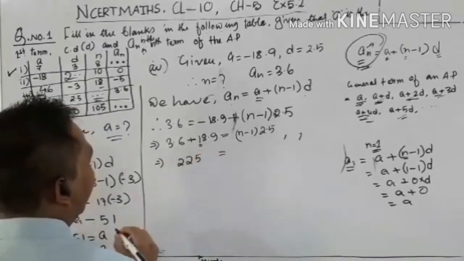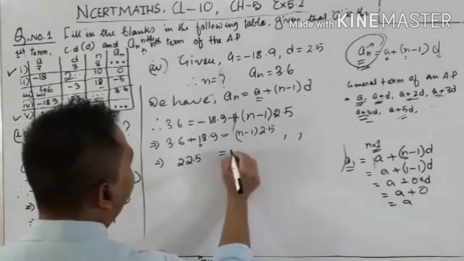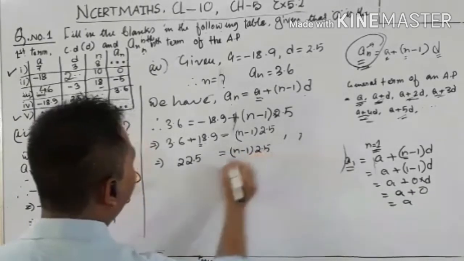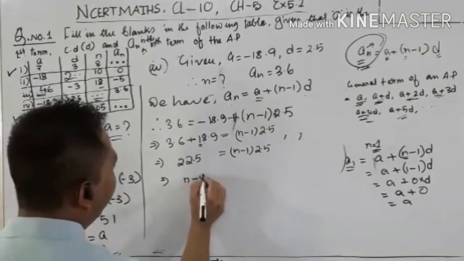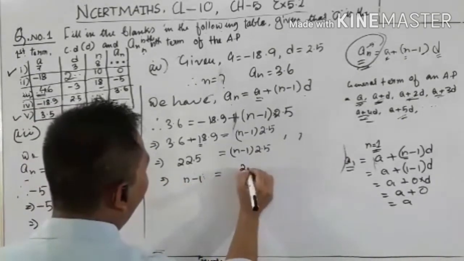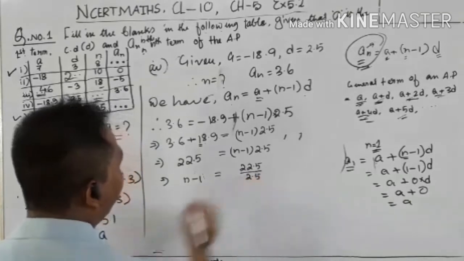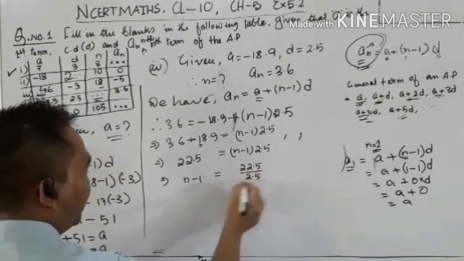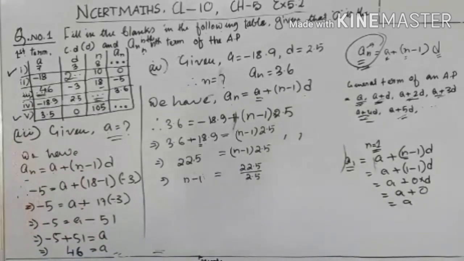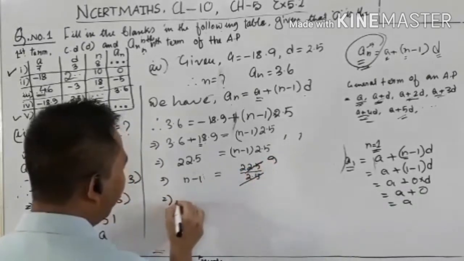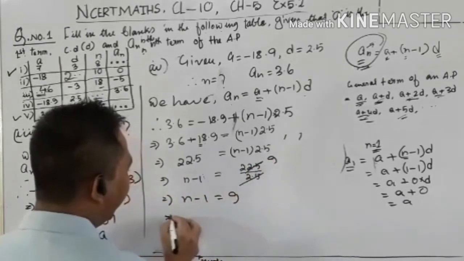So how many decimals will come? One, right? So it will be 22.5 equals (n minus 1) times 2.5. Then n minus 1 equals 22.5 upon 2.5, right? How many times will it be? On dividing you get 9 times. So n minus 1 equals 9.